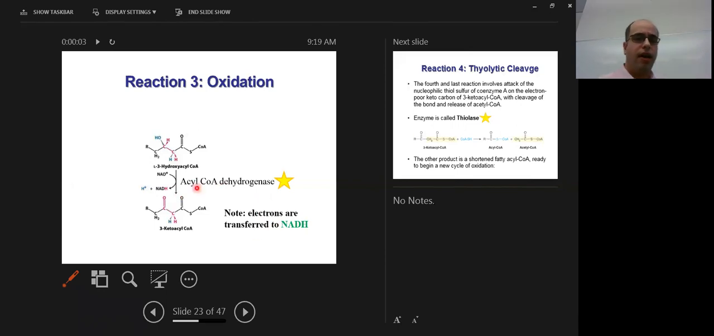So these electrons are being transferred to NADH. So what do we think we're going to do with them? We're going to put them in the electron transport chain. So now at the very end, we have this 3-ketoacyl-CoA. So we have these 2 carbonyl groups, one of which is on that beta carbon.